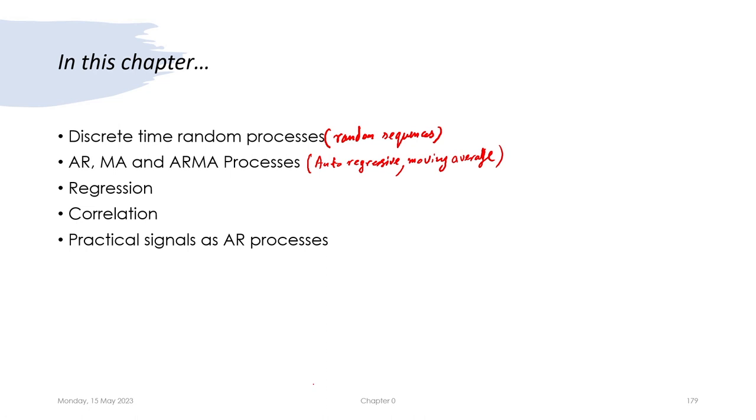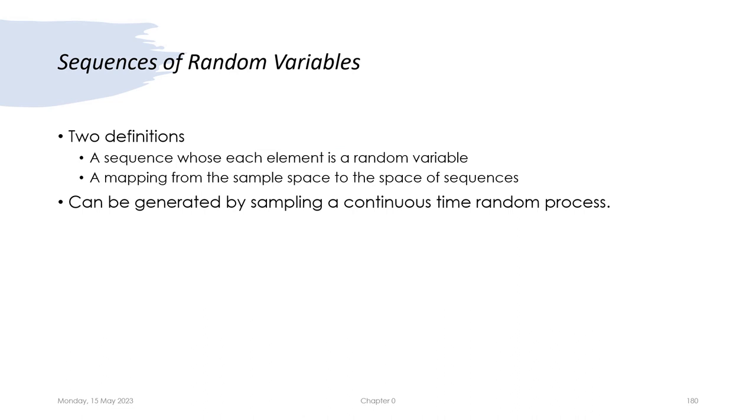So, the first thing that we will talk about are sequences of random variables or discrete time random processes. So, a sequence of random variables or a discrete time random process can be defined in two ways. One, it is a sequence each of whose elements is a random variable, that is.